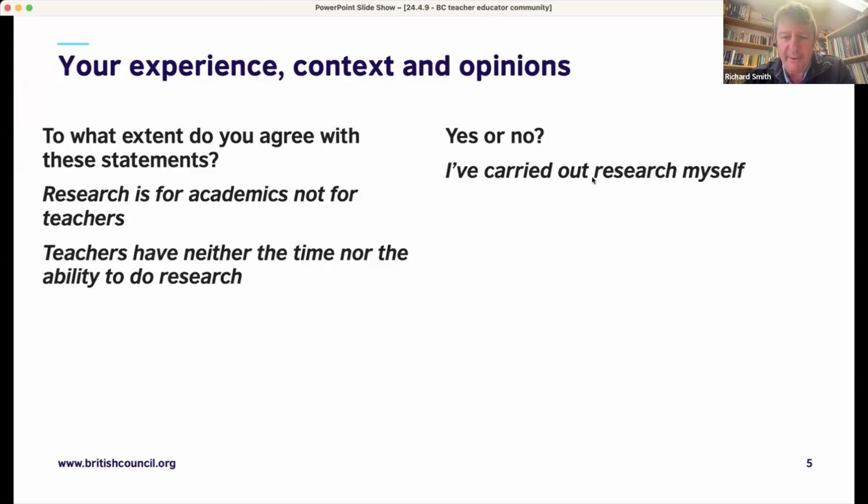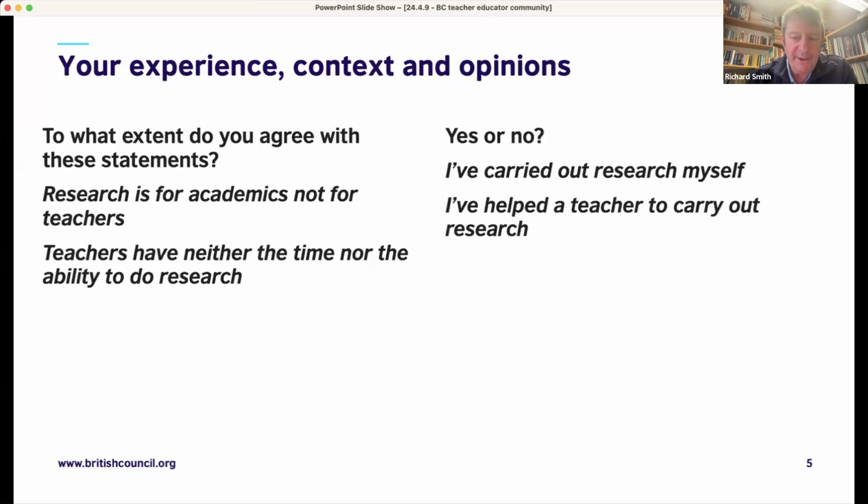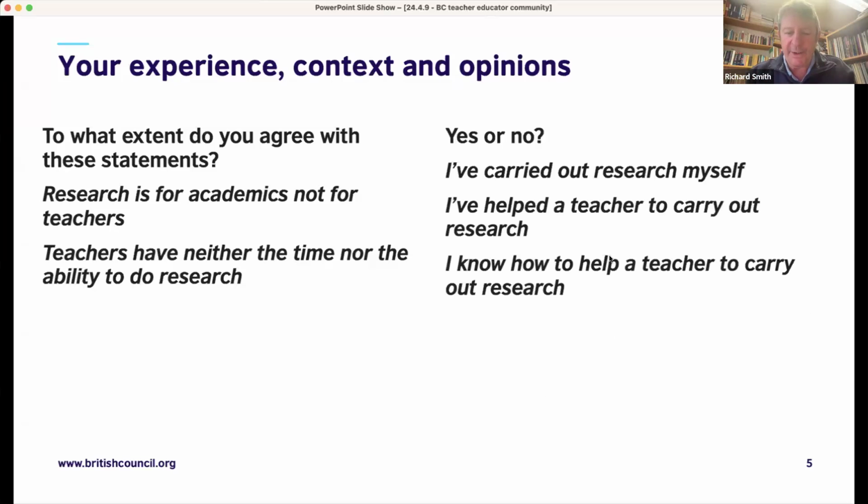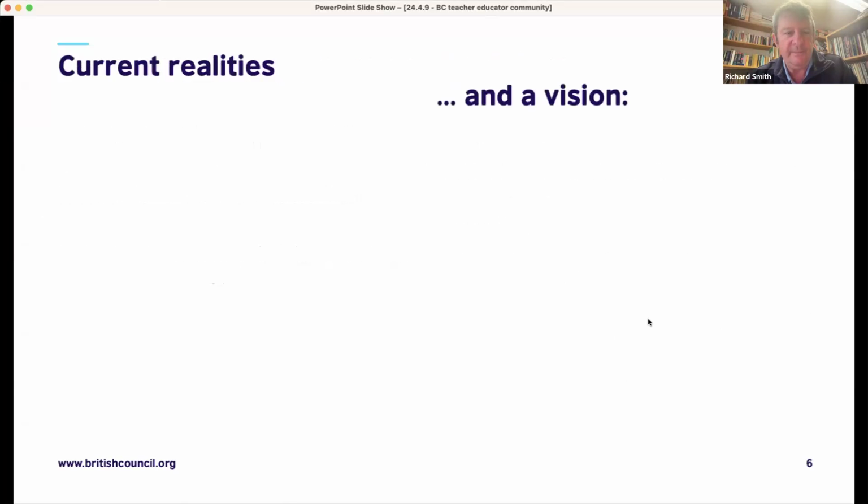Yeah, most of you have carried out research yourselves. Many of you have helped a teacher to carry out research. It was quite balanced between the two, yes and no. And I think there are a little bit more no's about "I know how to help a teacher to carry out research." And so this is what I'm going to help you with, I think, today, hopefully.